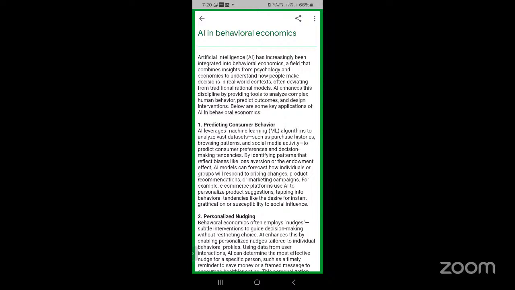AI enhances this discipline by providing tools to analyze complex human behavior, that is, to predict outcomes and design interventions. Below are some key applications of AI in behavioral economics. For example, predicting consumer behavior. How can we predict consumer preference, consumer decision-making tendency?